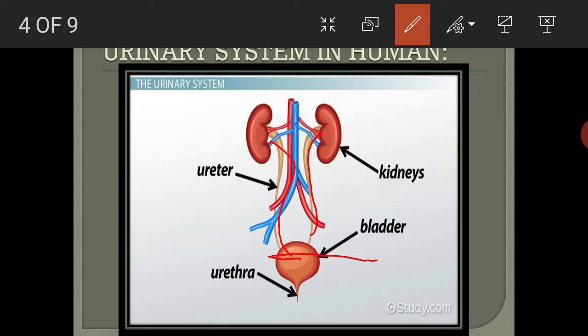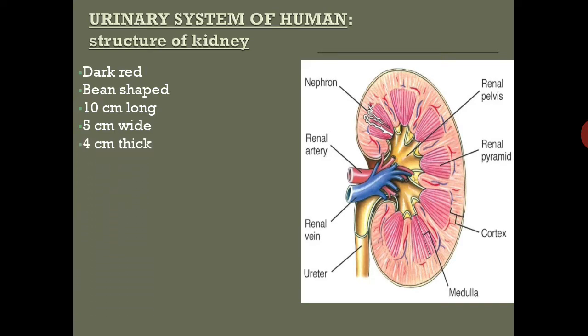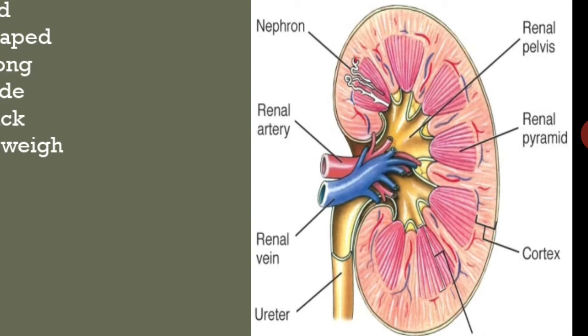This is the structure of the kidney. They are dark red in color, bean shaped, 10 centimeters long, 5 centimeters wide, 4 centimeters thick, and 120 grams in weight. Kidneys are placed at the back wall of the abdominal cavity just below the diaphragm. They are protected by the last two ribs.